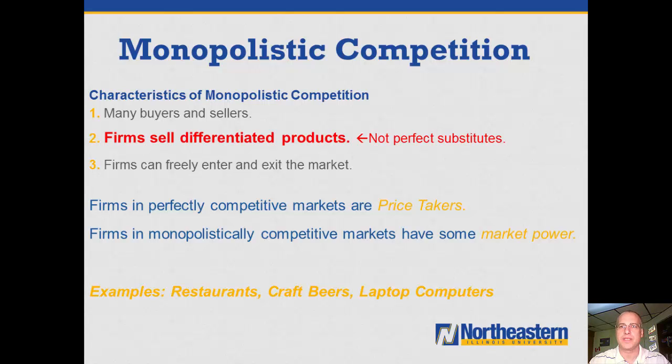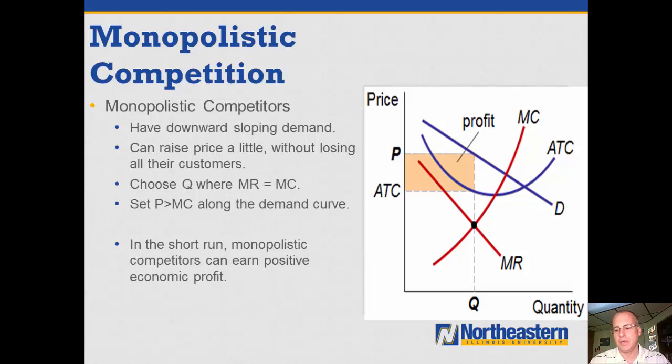The important things to highlight are that firms in competitive markets are price takers who take the market price as given, but monopolistically competitive firms have some degree of market power. We can think of lots of examples of monopolistically competitive industries. Restaurants can be very similar but not identical. Beers, craft beers for instance, and laptop computers are all similar but not identical.